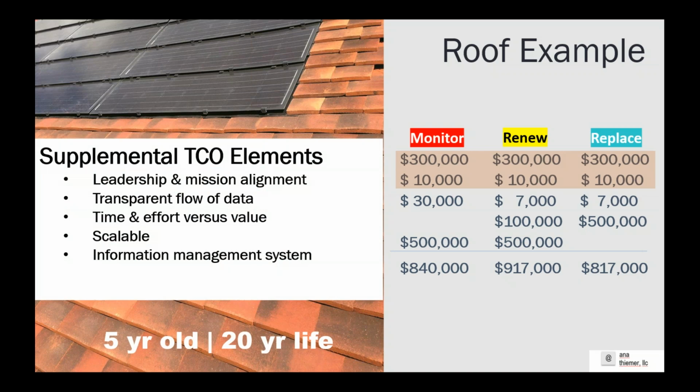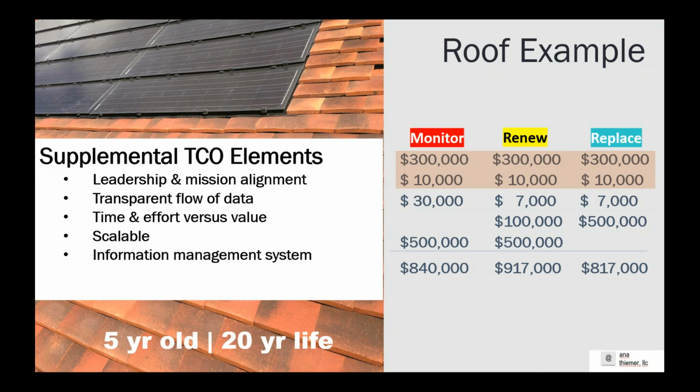There's some things to consider here though. Leadership and mission alignment. Sometimes the cheapest option is not always the best option for the organization. This roof might be on a building that we're getting ready to replace very, very soon. So the decision from leadership, or to align with the mission, might be just to monitor that.